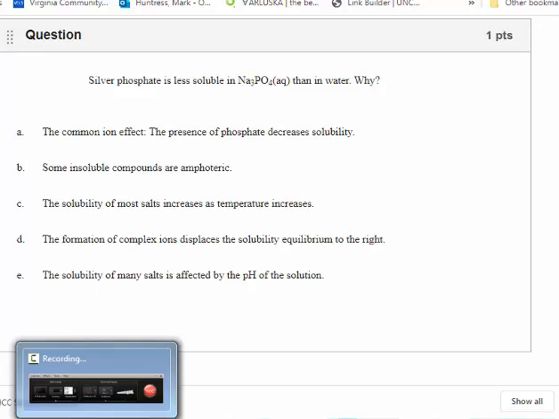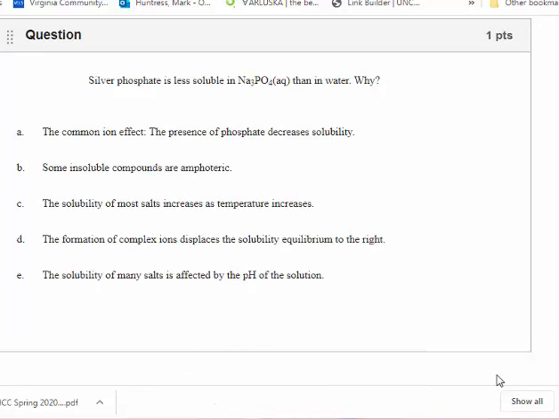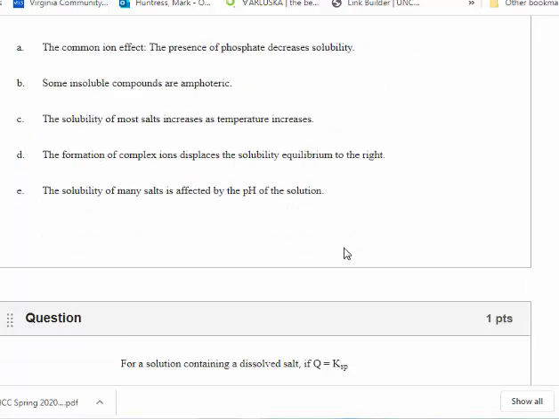Let me get some hints for you for this Chapter 15 quiz. It shouldn't be that hard, but alright, let's go. For this one, all I'm going to say is that PO4 is phosphate.